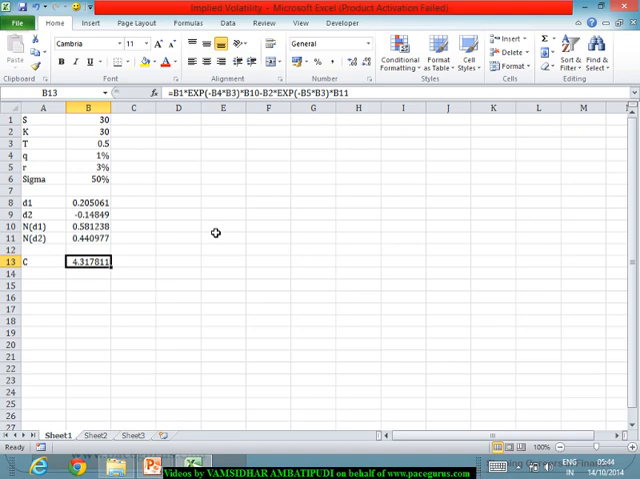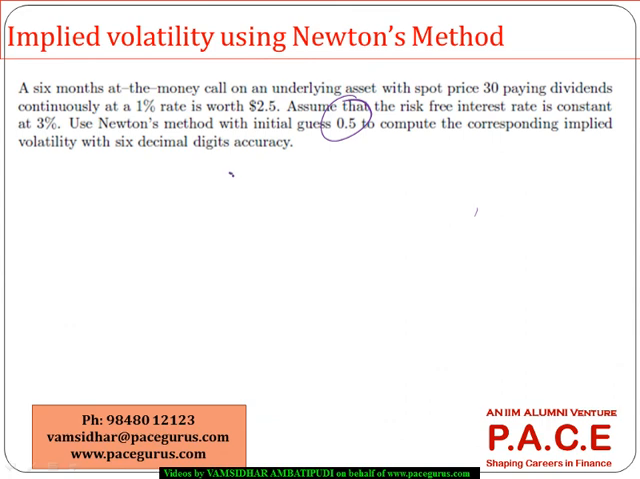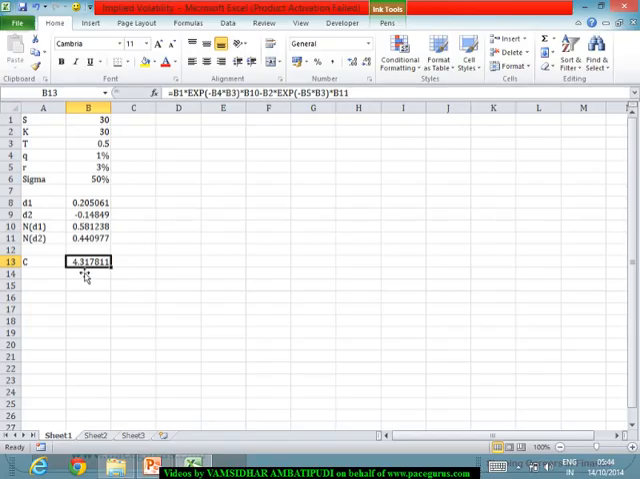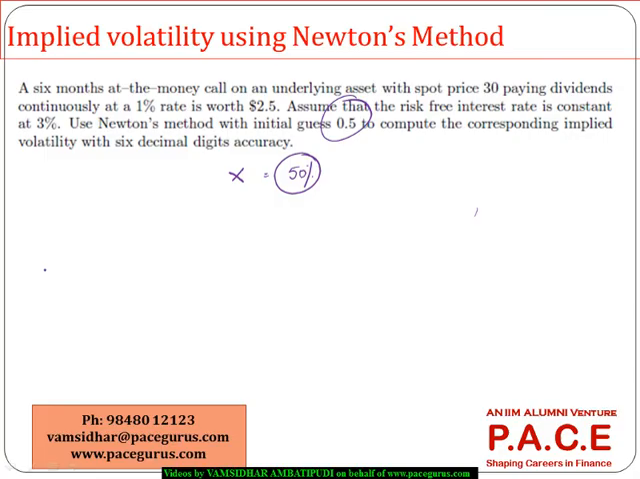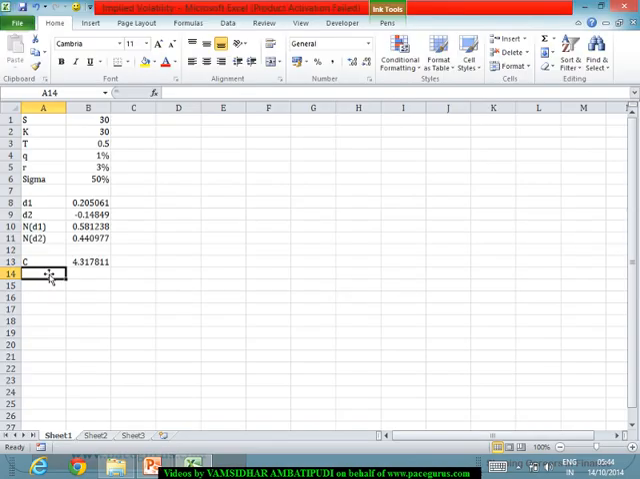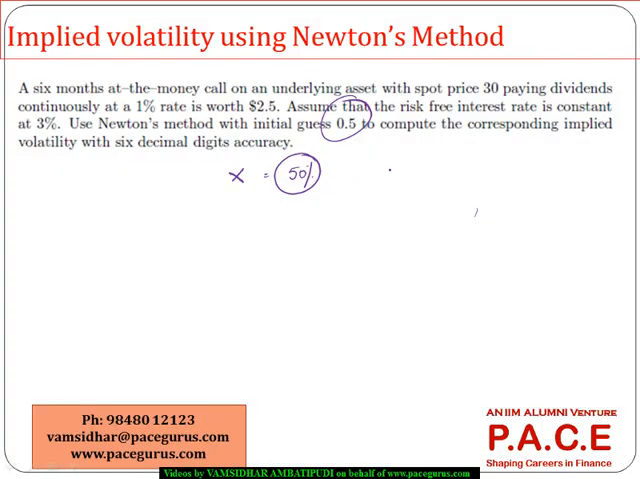So when I am using the initial value of sigma as 50%, the value of the call option is 4.3, but it is already given that the value of the call is 2.5. So there is a huge error that is still present. That is where I have to revise my estimate of sigma here. What sigma should I take? That is where I will depend on Newton's method.